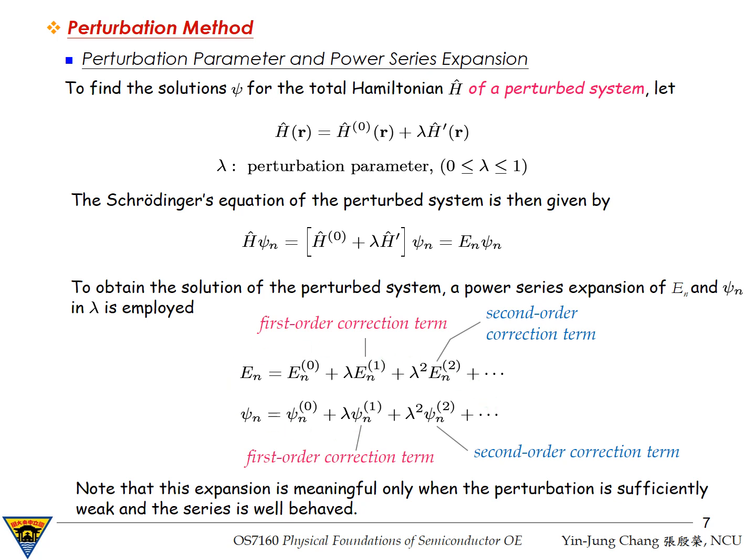Let's interpret these terms carefully. The zeroth order energy, E n naught, is just the unperturbed energy of the nth state. The first order term, E n1, is the leading correction caused by the perturbation. The second order term, E n2, is the next correction, and so on. Likewise, psi n naught is the unperturbed eigenfunction. Psi n1 is the first order correction term to the state, and psi n2 is the second order correction term.